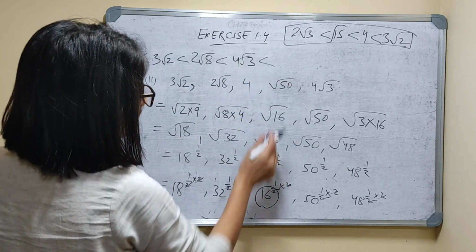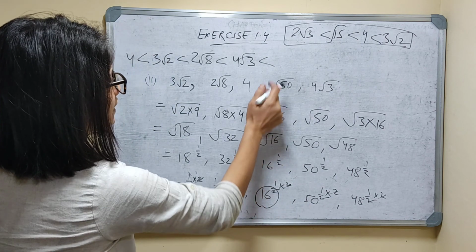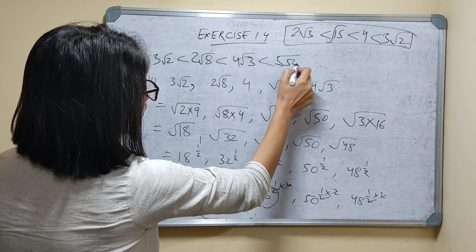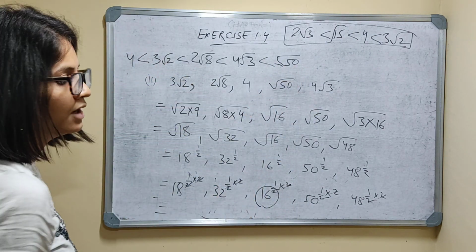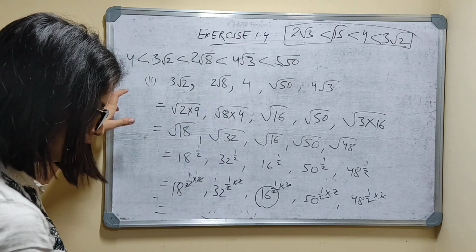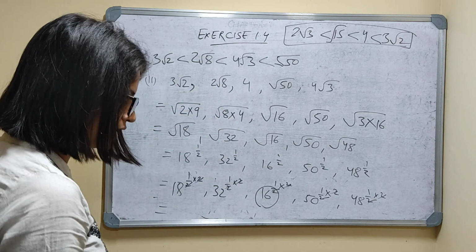And then it is 50, so that is root 50. So this is the arrangement in ascending order: 4, 3 root 2, 2 root 8, 4 root 3 and root 50.